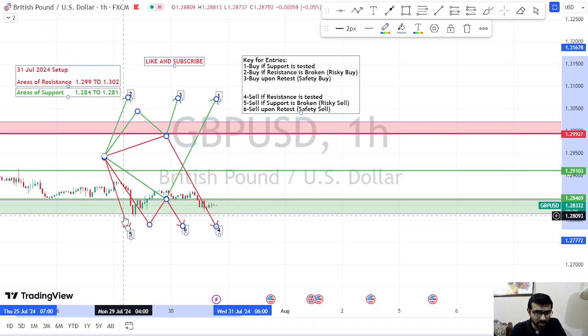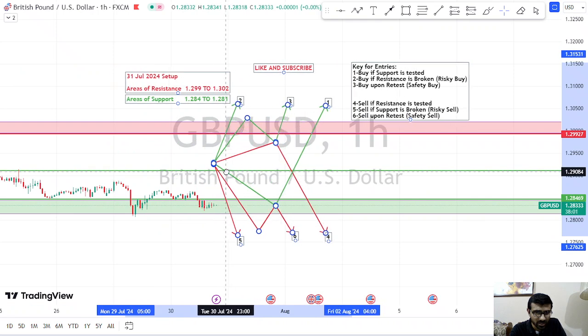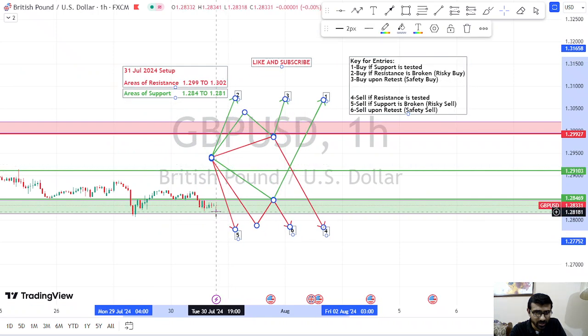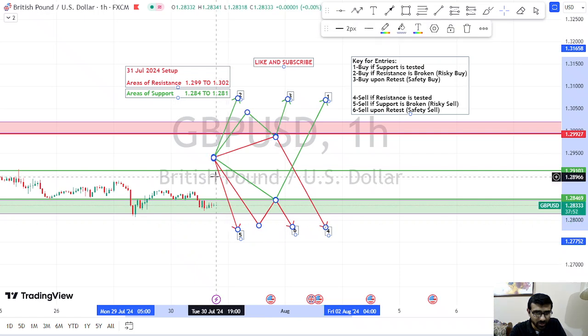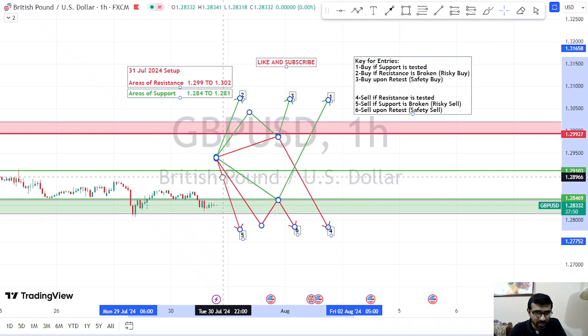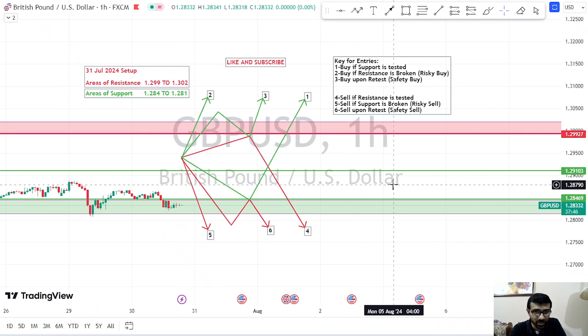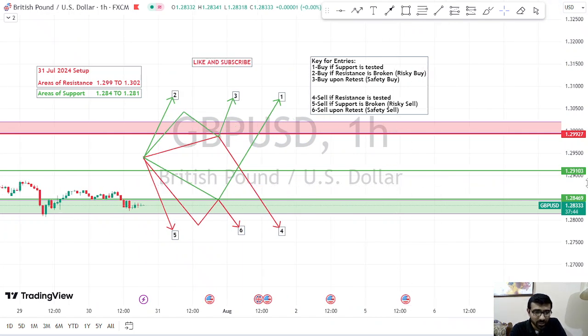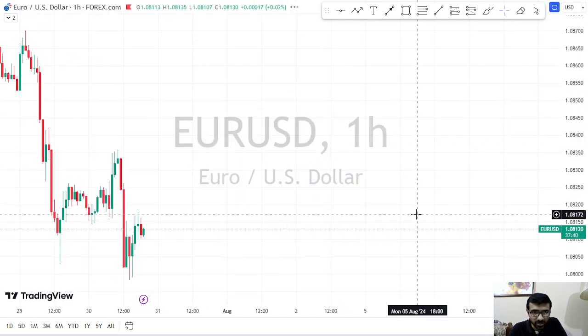And if you guys do not understand anything, it's okay. You can always ask us anything in the comment section. So don't worry. But I am positive that tomorrow you guys are going to get some good moves out of this GBP USD as well. Okay. So now let us move to the next pair, which is the Euro USD pair.